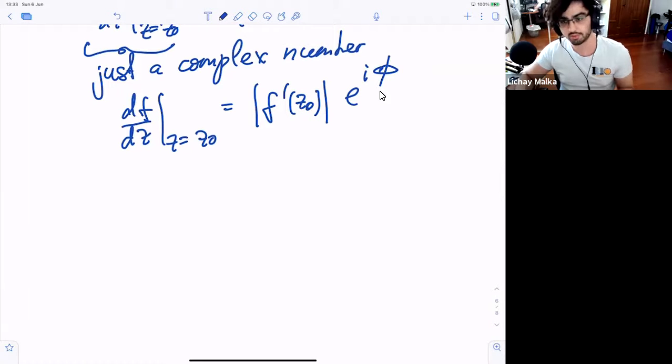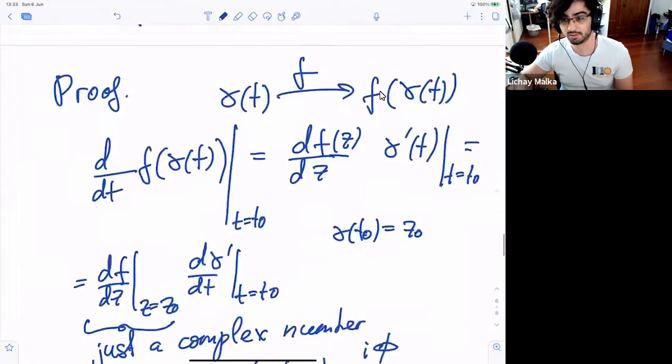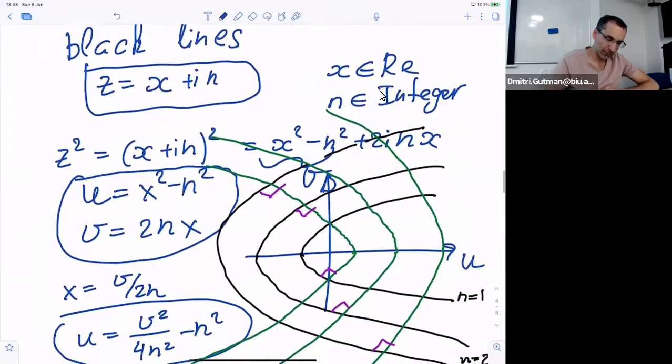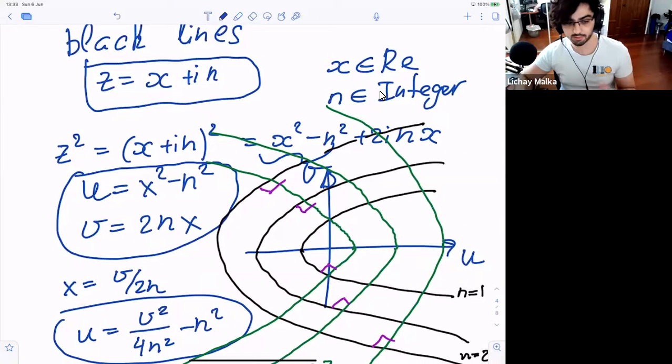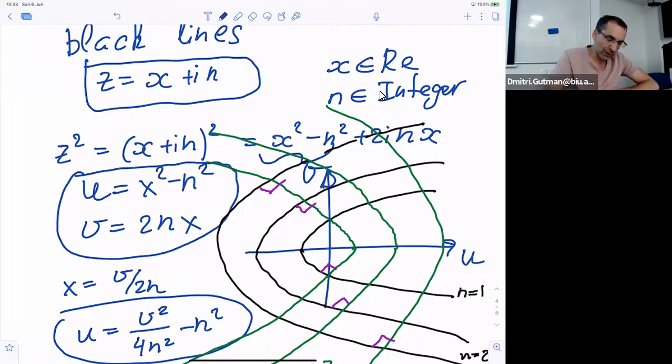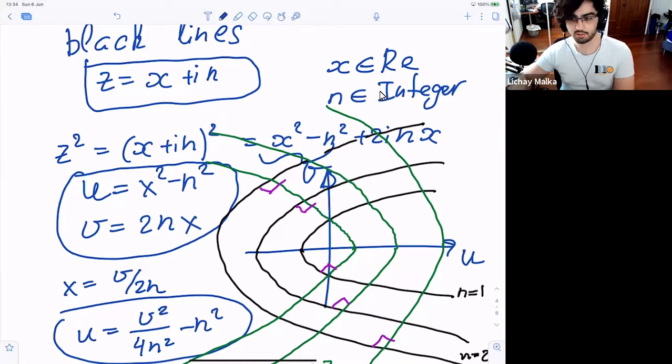It's about the example that you gave earlier with the straight lines and z squared. We found that the transformation for n equals 0 is undefined. Does that mean that it doesn't exist on the w plane? Let's discuss. I don't remember. Let's look at this transformation: u equals v squared over 4n squared minus n squared. For n equals 0, z is equal to x squared, so u will be equal to x squared, and v is just equal to 0.